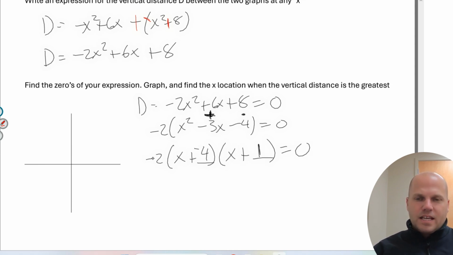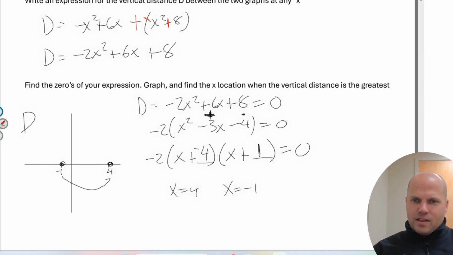Now, don't worry about this negative 2. It's not going to affect anything. When I plug in 4 for x, this goes to 0, which means everything's 0. When I plug in negative 1 for x, this goes to 0, which means everything goes to 0. Negative 1 and 4 are the zeros of my vertical distance equation.